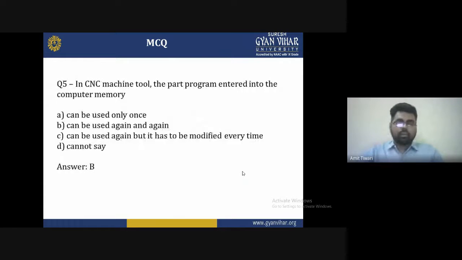Fifth: in a CNC machine tool, the part program is entered into the computer memory. The options are it can be used only once, it can be used again and again, or it can be used again but has to be modified every time. B is the correct answer, that it can be used again and again with this type of machine.